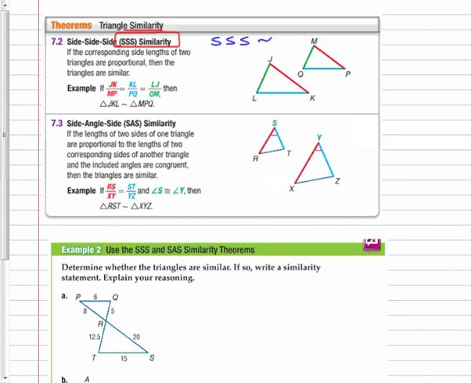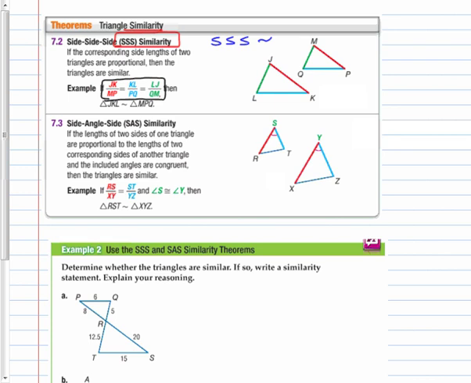Because if you have two triangles and all three corresponding sides are proportional, they're not congruent, they're proportional to each other. So they have just written a proportion. They matched up all the corresponding sides and they all have the same ratio. Then they're similar. Doesn't make them congruent, it just makes them similar.